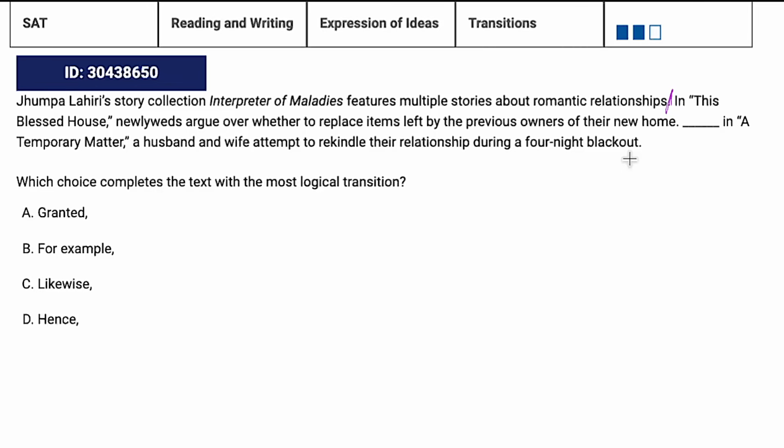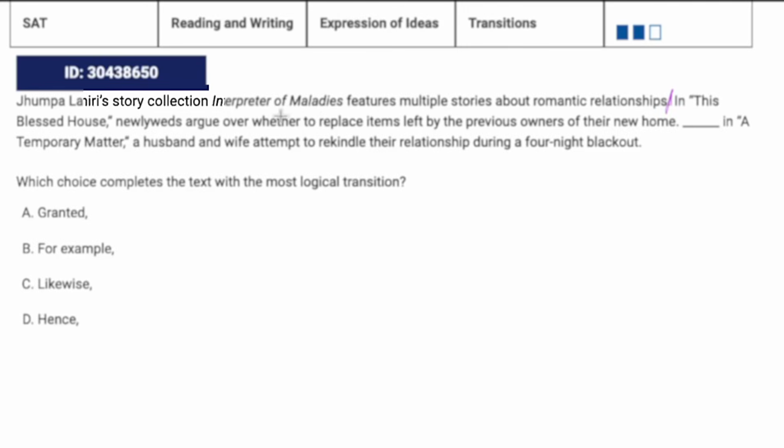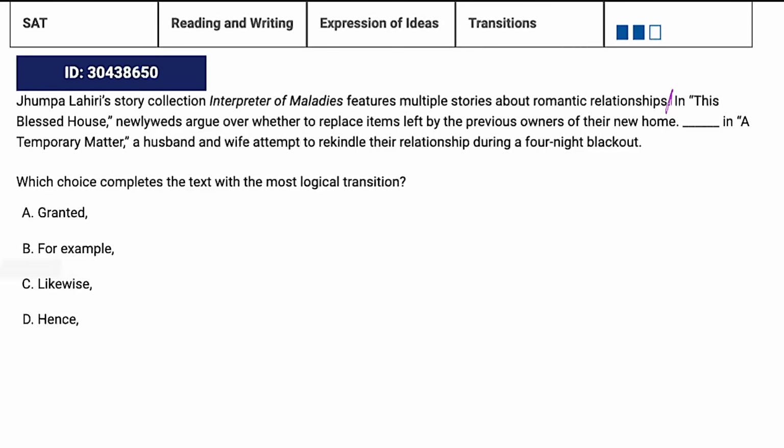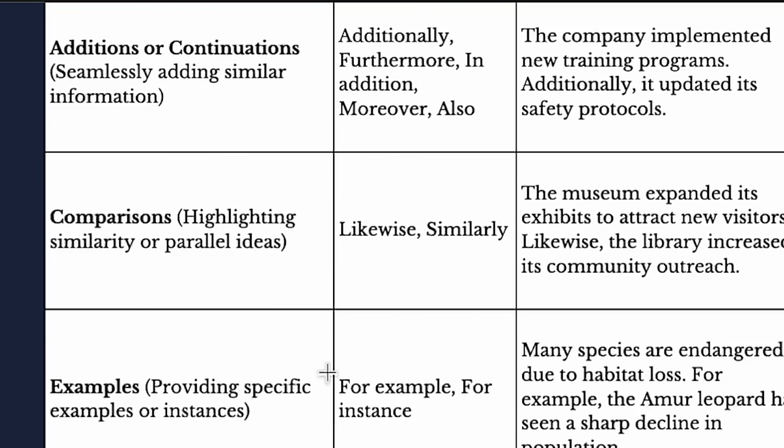So I am seeing sort of a similarity because it seems like we have 2 short stories or something. They're in quotes. I don't know exactly what they are, which means in order to link them, I'm going to need to read the first sentence as well. And indeed, it says this person's story collection features multiple stories about romantic relationships. So that gives me the context I need to link them. Both of these are about romantic relationships. They're 2 examples of romantic relationships. So I would say this is what I would categorize as a comparison of similar or parallel ideas.